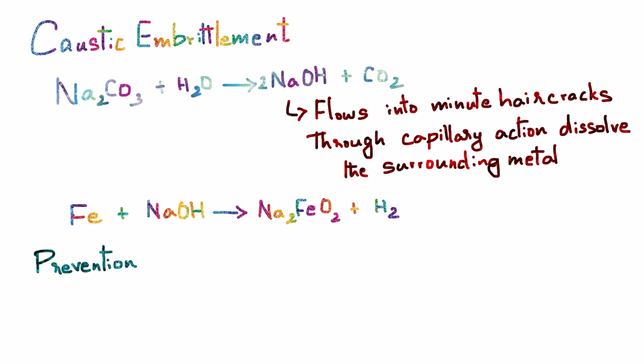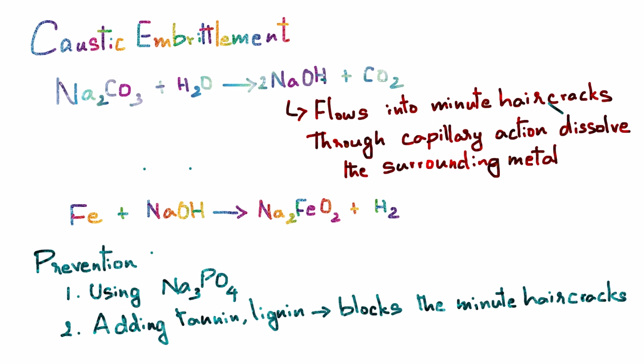We can prevent caustic embrittlement by using sodium phosphate instead of sodium carbonate in high pressure boilers, and by adding tannin and lignin, which will block the minute hair cracks.